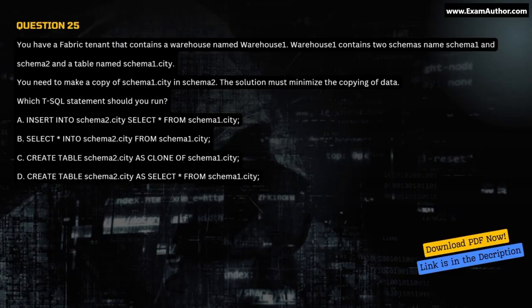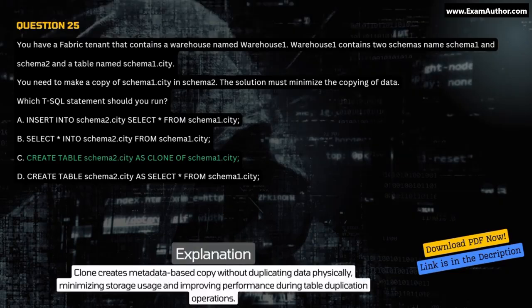A. Insert into Schema2.city select asterisk from Schema1.city. B. Select asterisk into Schema2.city from Schema1.city. C. Create table Schema2.city as clone of Schema1.city. D. Create table Schema2.city as select asterisk from Schema1.city. Correct answer, C. Create table Schema2.city as clone of Schema1.city. Explanation. Clone creates a metadata-based copy without duplicating data physically, minimizing storage usage and improving performance during table duplication operations.